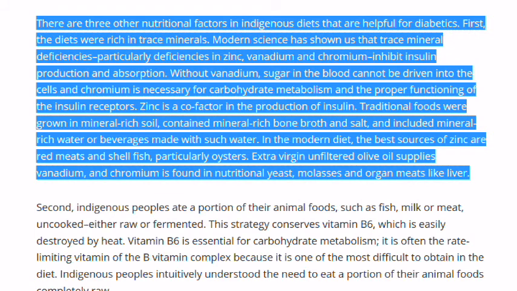Traditional foods were grown in mineral-rich soil, and included mineral-rich bone broth and salt, and mineral-rich water or beverages made with such water. In the modern diet, the best sources of zinc are red meats and shellfish, particularly oysters. Extra virgin filtered olive oil supplies vanadium, and chromium is found in nutritional yeast, molasses, and organ meats like liver.